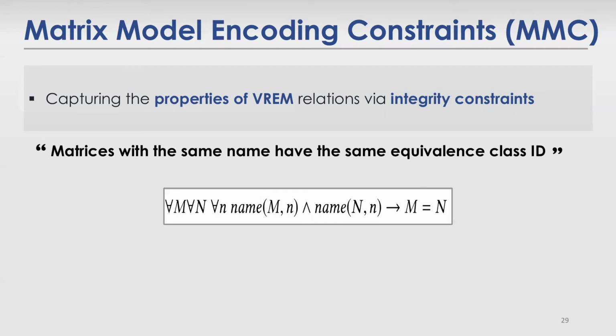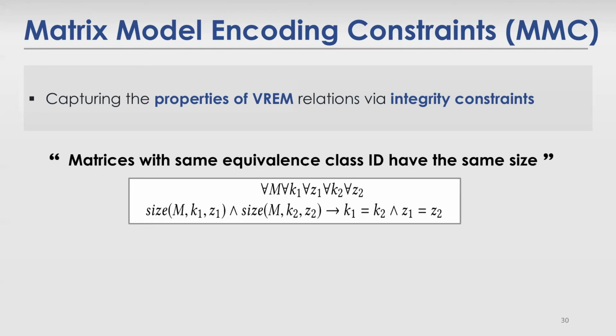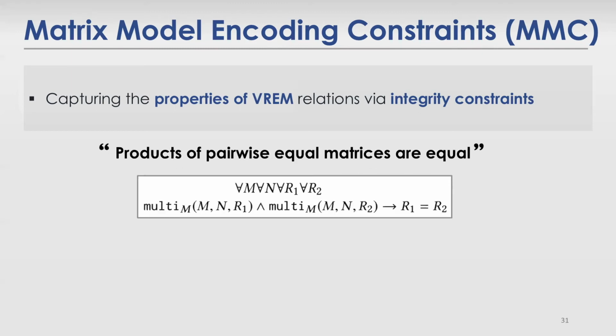The constraint is expressed in first-order logic. For example, here we have two different matrix IDs, M and N, and both have the same name N. This implies that they are equal. The constraint on the size relation states that matrices with the same equivalence class ID have the same size. For the multiplication relation, the constraint states that the relation is functional, meaning products of pairwise equal matrices are equal.